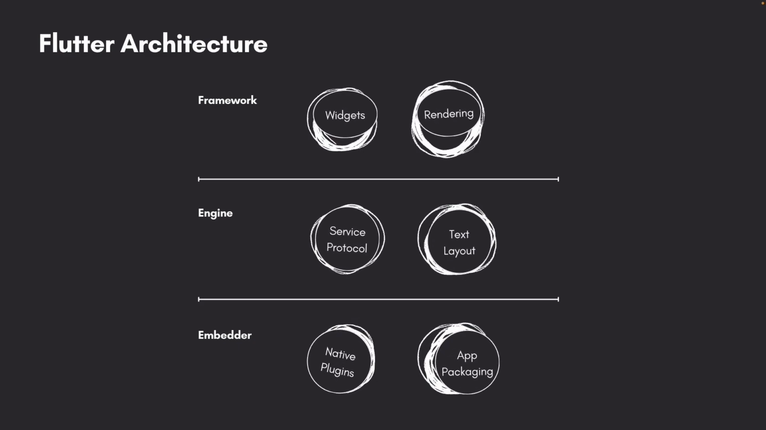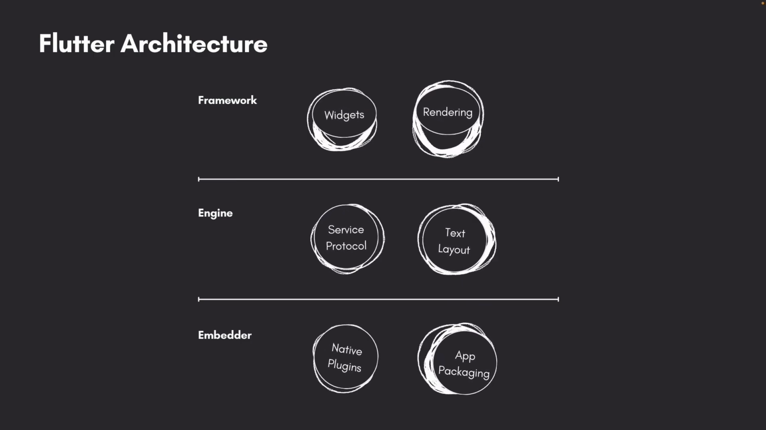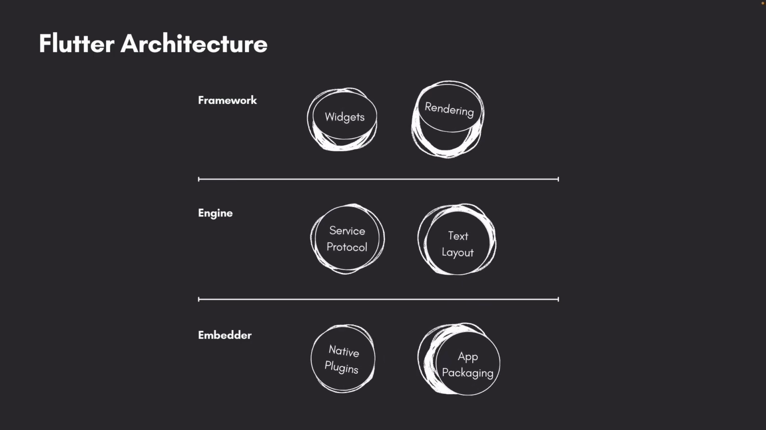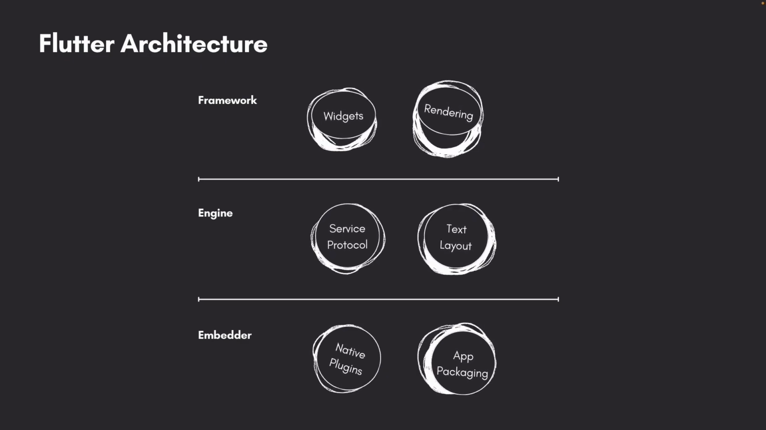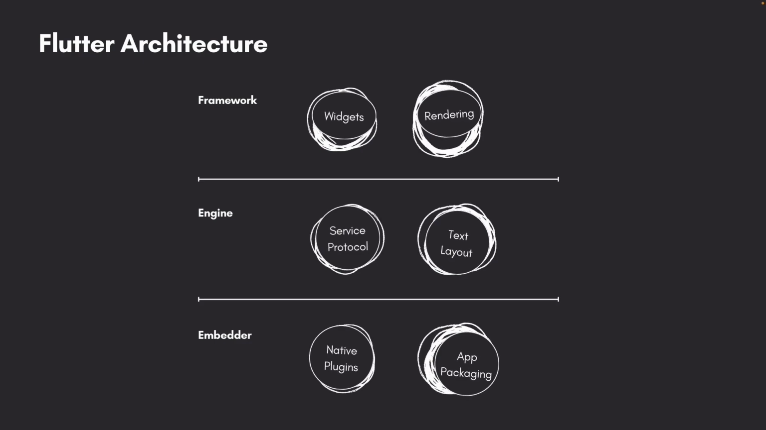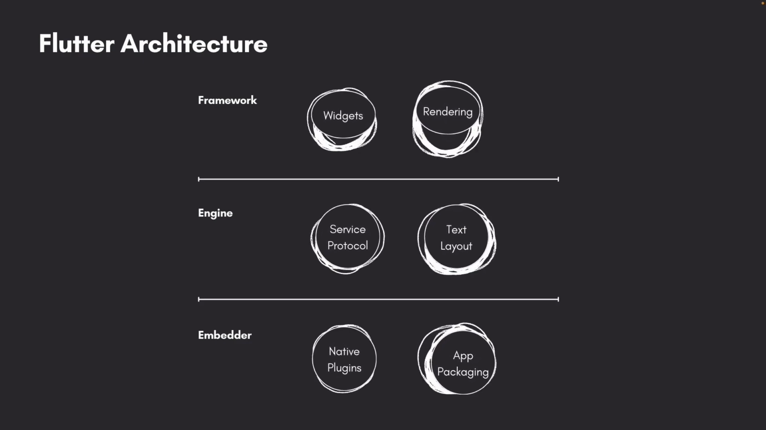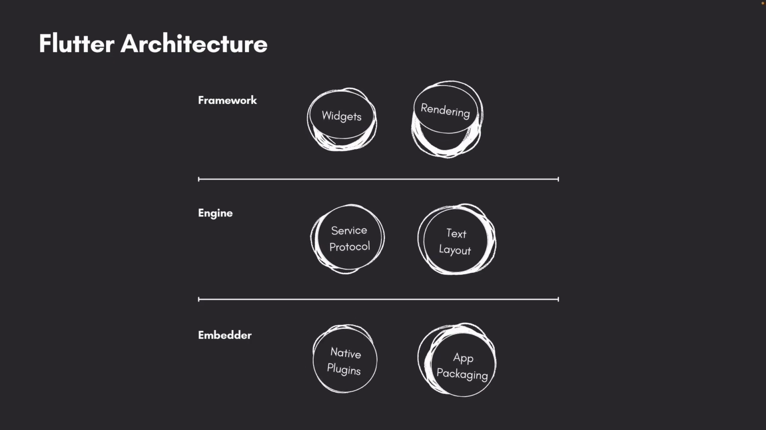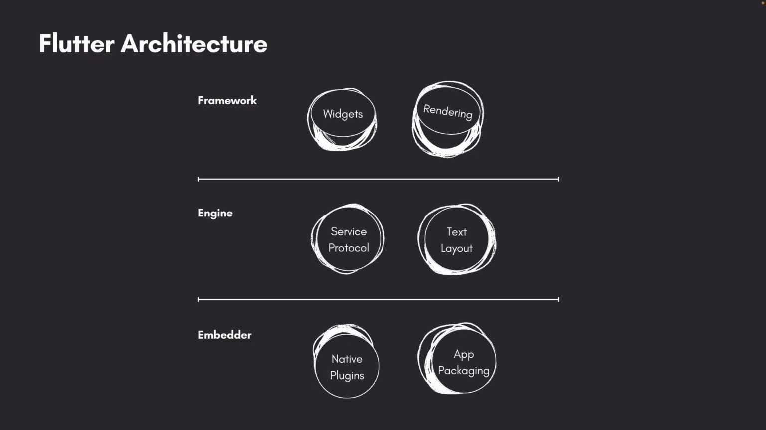Now let's move on to the framework layer, the highest layer. The function of the framework layer is that it provides a reactive and modern framework for developers to interact with Flutter. It's written in the Dart language and includes several components like rendering, widgets, native plugins, and more. We'll dive deeper into each of these layers in the later part of the course.